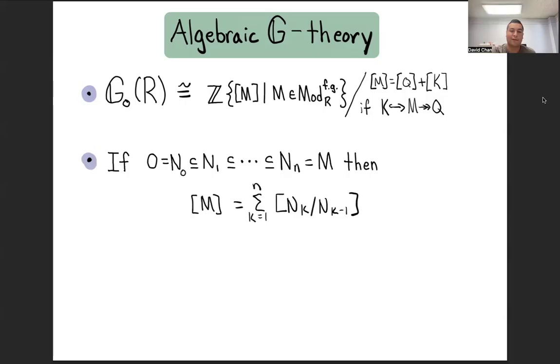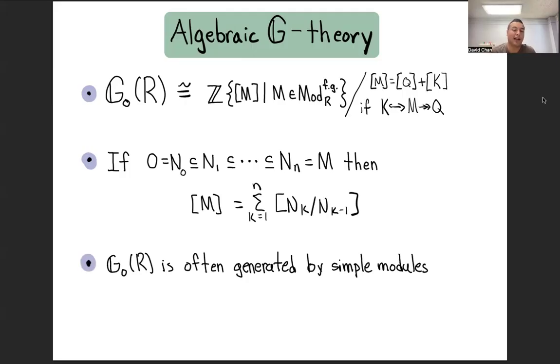So for instance, if you have M and it has some sort of filtration like this, then you can show that M is this sum here of these terms. Right. So one way to think about this is that you're breaking off the composition series of M. In particular, if your ring is sufficiently nice, then the simple modules are going to generate, right? If the category of finitely generated modules has Jordan decompositions, then you can see that things are generated by simple modules. Okay.